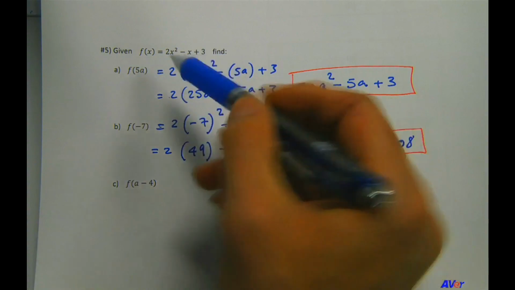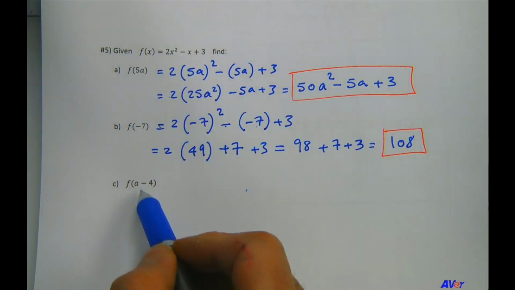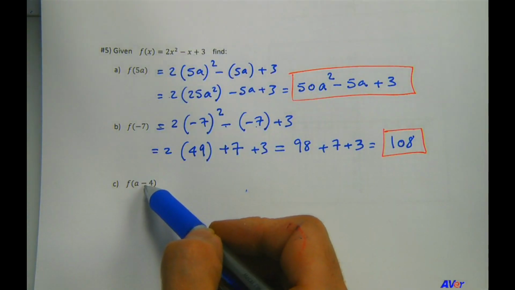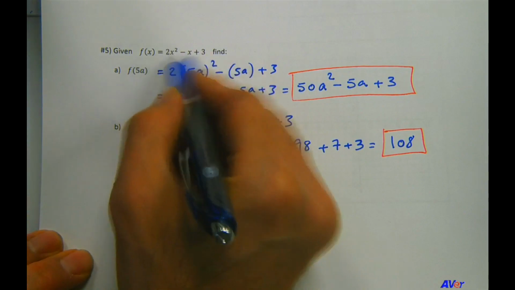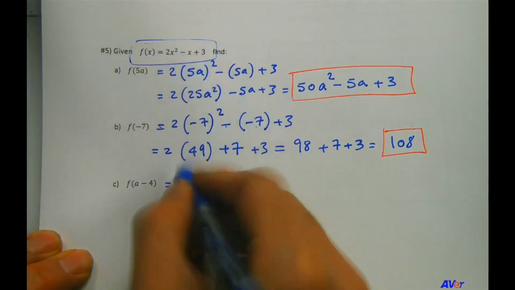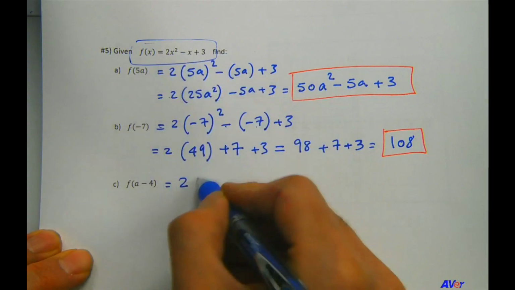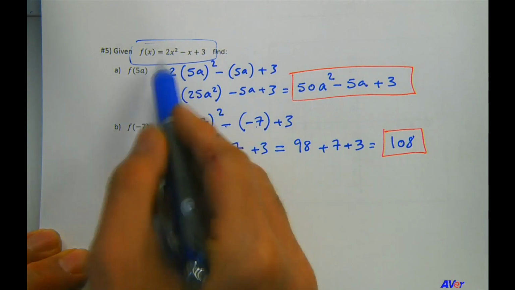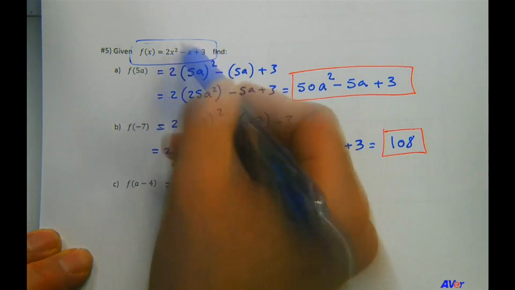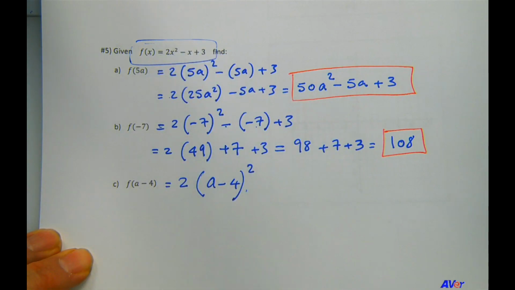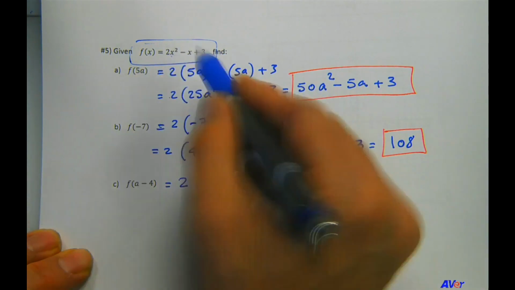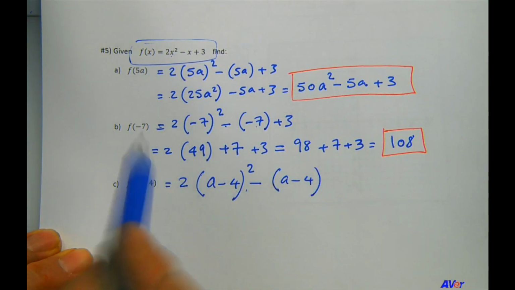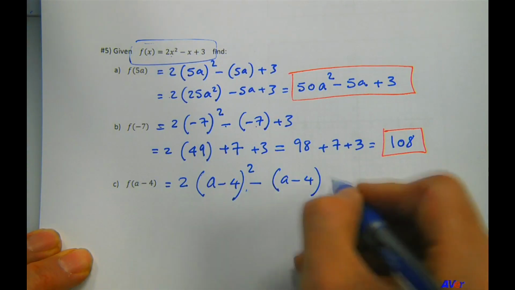So now the argument changes from x to a minus 4. That means wherever we have x, we need to replace it with a minus 4. So we have that function, right? So 2 times, instead of x squared, we now have a minus 4 squared. Notice I replaced x with a minus 4. And the power then applied to a minus 4 because it was applying to x. Minus x becomes minus a minus 4 because a minus 4 replaces x. And of course, plus 3.